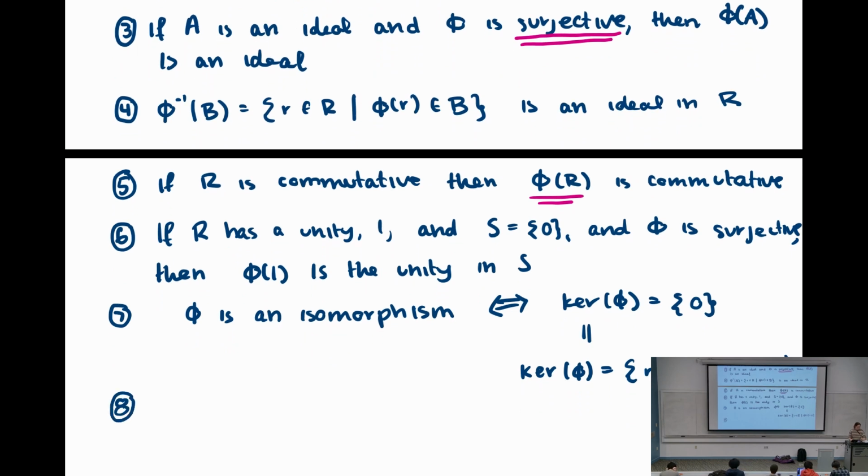And then last, we have that if phi is an isomorphism, then there is something called phi inverse, which gives an isomorphism in the other direction.